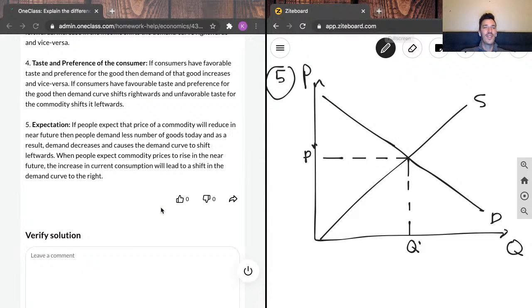Number four, taste and preference of the consumer. If consumers have favorable taste and preference for the good, then demand for that good increases and vice versa. If consumers have favorable taste and preference for the good, then the demand curve shifts rightwards, and unfavorable taste for the commodity shifts it leftwards. So an example of this would be Champion clothing.